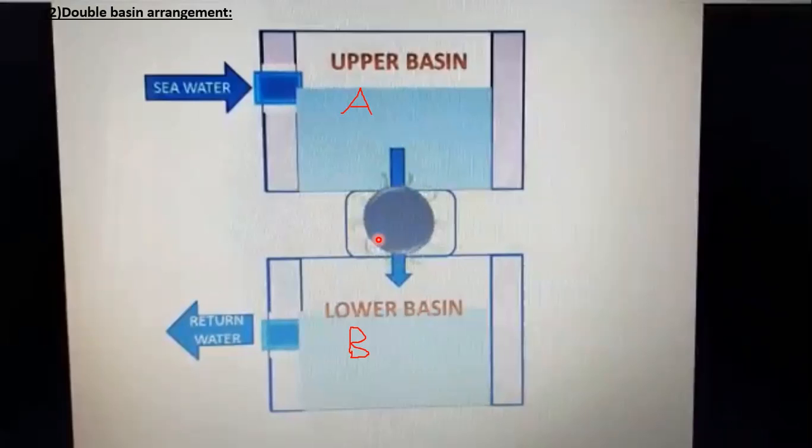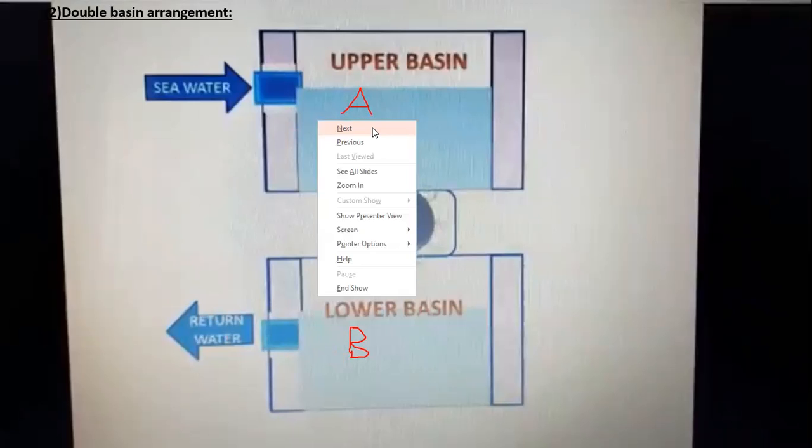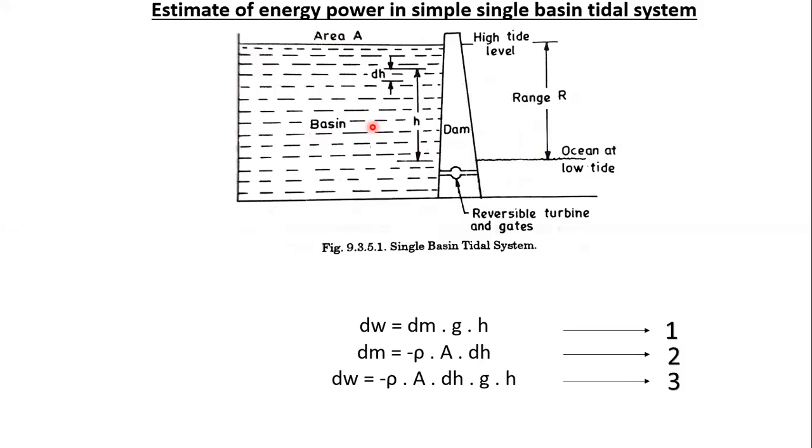Okay, so one way of improving this situation is to use peak power from the tidal power generators, from the alternative system, to pump water from the low basin to the high basin. So if you use additional improvements like this, we can be more effective. Okay, so this is very similar to the pumped storage system in hydroelectric power stations. Next, we will see the estimation of energy and power in a simple single basin tidal system.